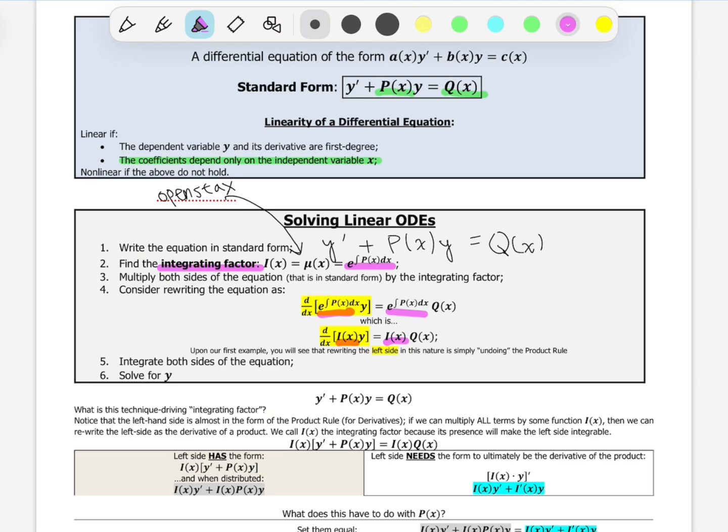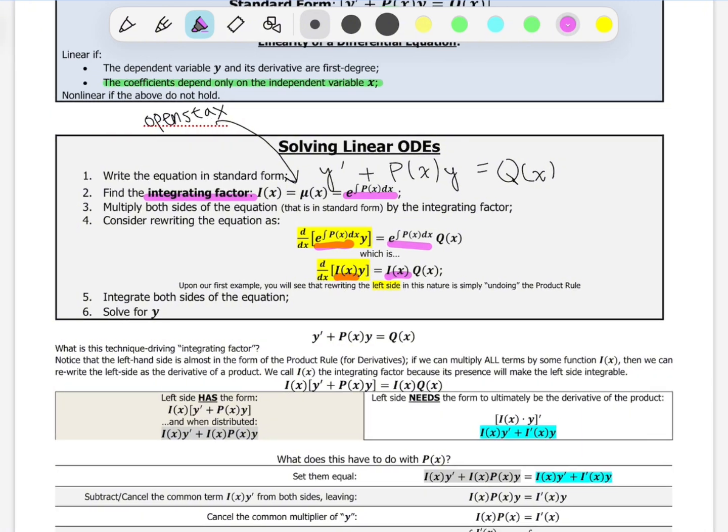And we'll notice in our first example that we're just essentially rewriting the left side in this nature, which is undoing the product rule. Because what's happening is that we see that the left side eventually looks like a derivative, and that derivative is in the form of a product rule. So to find the original function, we're basically undoing the product rule because we want to find the original function and we want to integrate. That brings us to step 5, integrating both sides of the equation, and step 6, solving for our y.